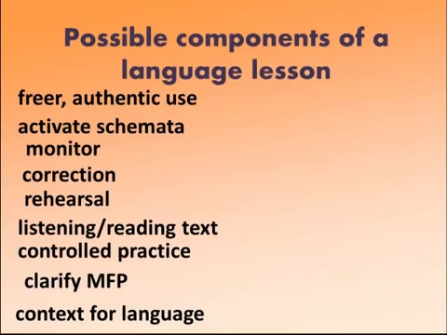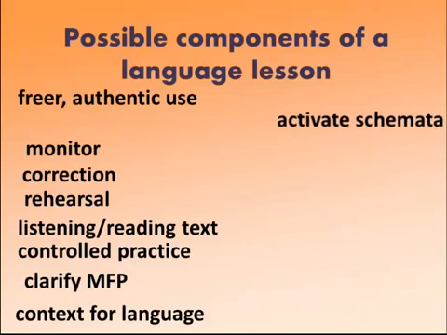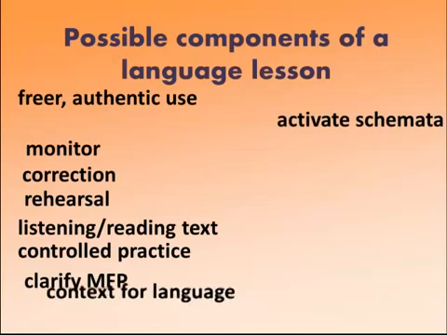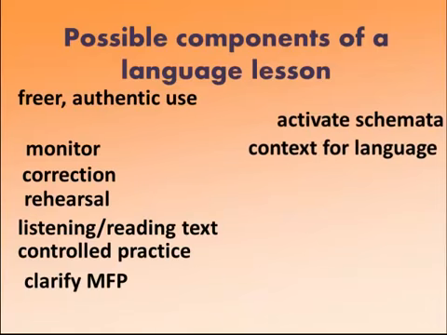So if we go back to our possible components of a language lesson, we start off by activating schemata. If you're not sure what that means, it's a rather fancy term which basically means just making sure they know what you're talking about. So in the case of the lesson we've just gone through, the picture of the old man would be the activating schemata bit. So the next thing we've got here then is a context for the language. Now that's the situation that I gave you, that he used to be in the circus and he used to go from place to place.